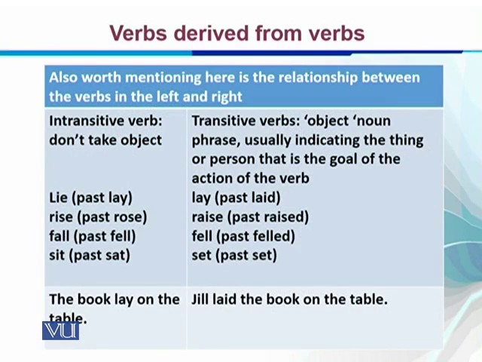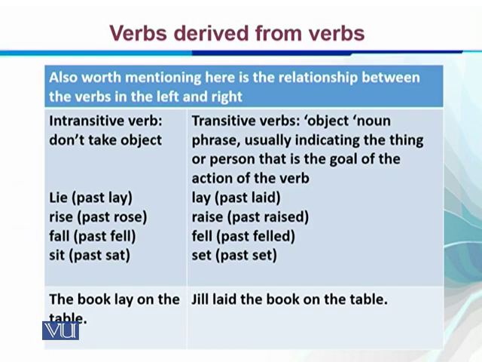Also worth mentioning here is the relationship between the verbs on the left and the verbs on the right. Verbs on the left are intransitive verbs. They do not take an object, and verbs on the right are transitive verbs. They take an object, right? So lie, past lay, and lay is the first form of the transitive verb, and its past tense is laid. So you can see rise, raise, fall, fell, sit, and set, right? So these are transitive and intransitive.